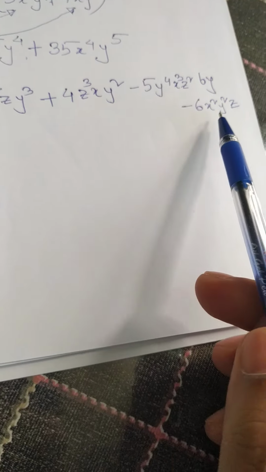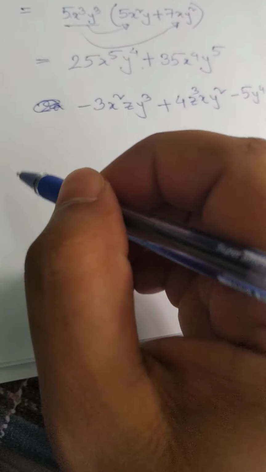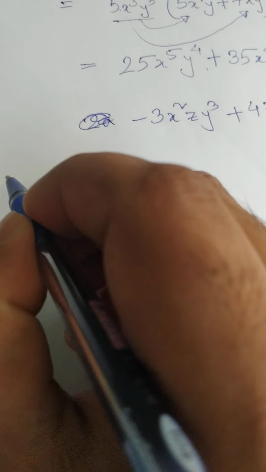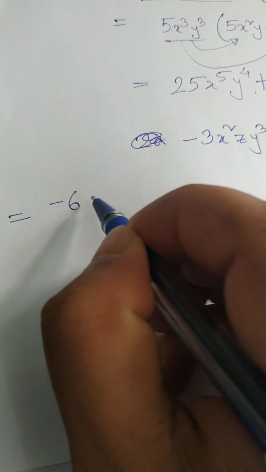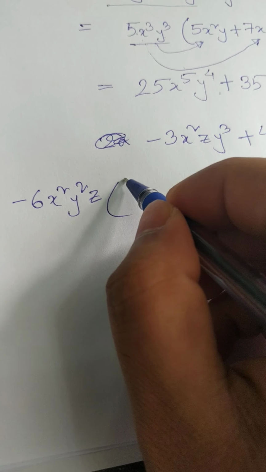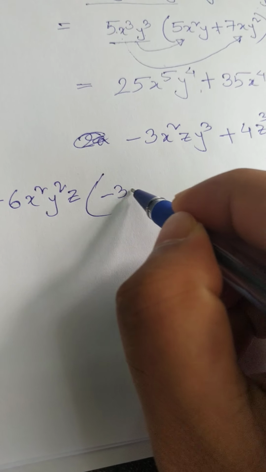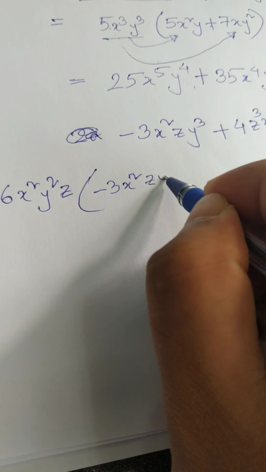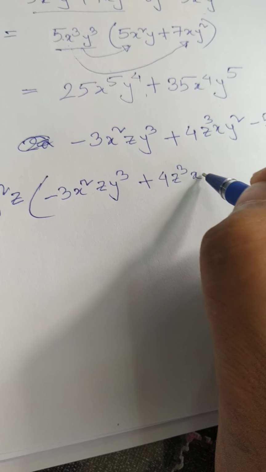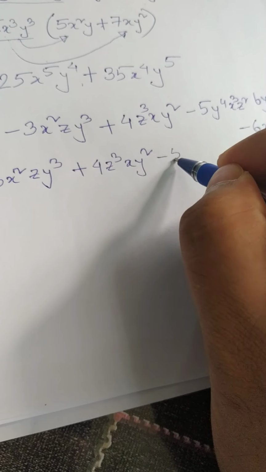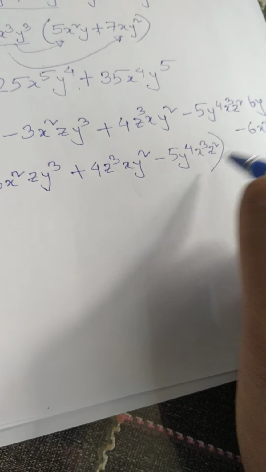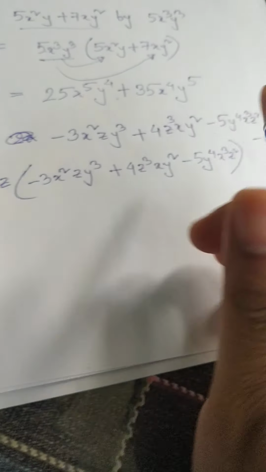Okay, so the same method: first we write the monomial. So we can write equals to minus 6x square y square z, and then we put the polynomial in a bracket: minus 3x square z y cube plus 4z cube x y square minus 5y to the power 4 x cube z square. Okay, so this is my second line.